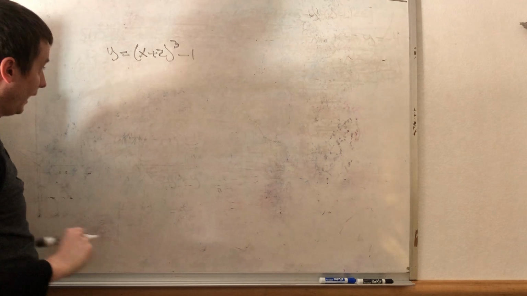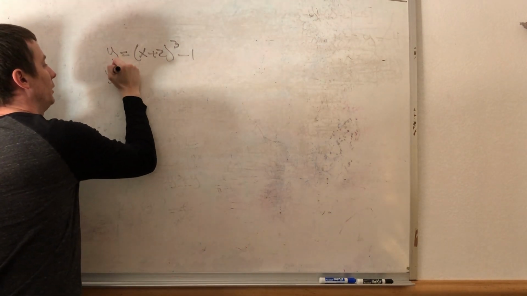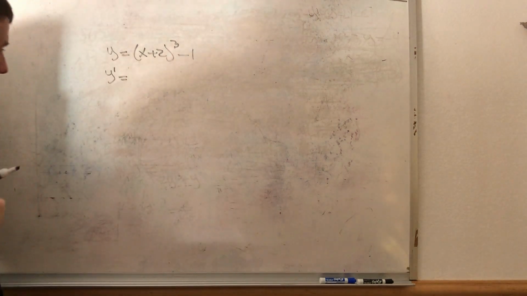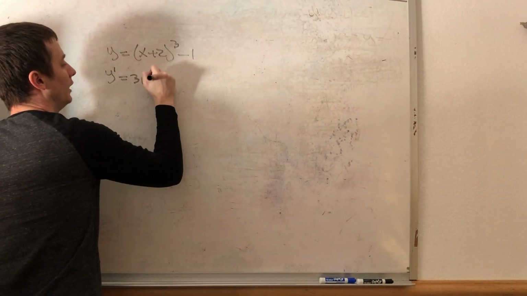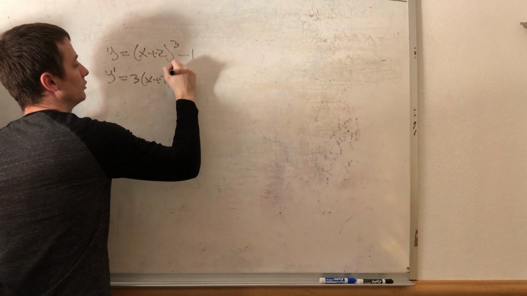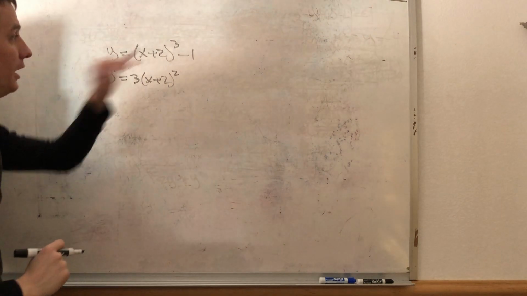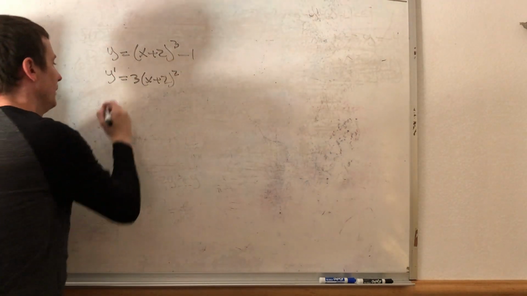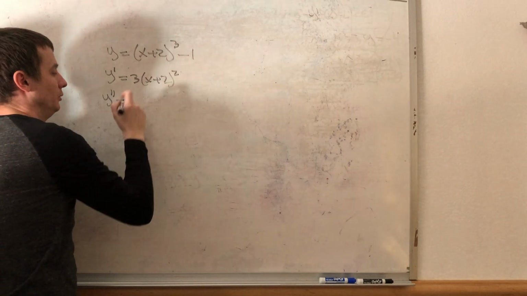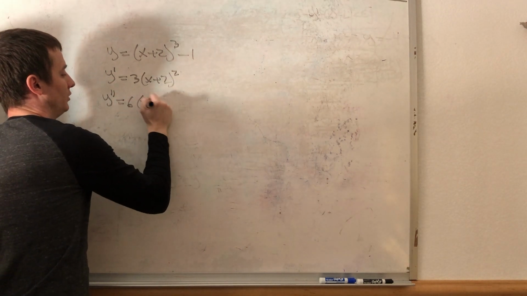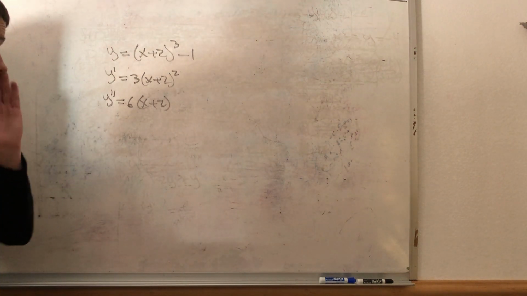So concavity is given to us by the second derivative of y, so we need to find y prime and then y double prime. So y prime, the derivative of y with respect to x, is equal to 3 times (x plus 2) squared times the derivative of the inside, which is just 1, so we're good. And the derivative of negative 1 is 0, so we don't need that. Y double prime is equal to 6 times (x plus 2). So there's our y double prime.